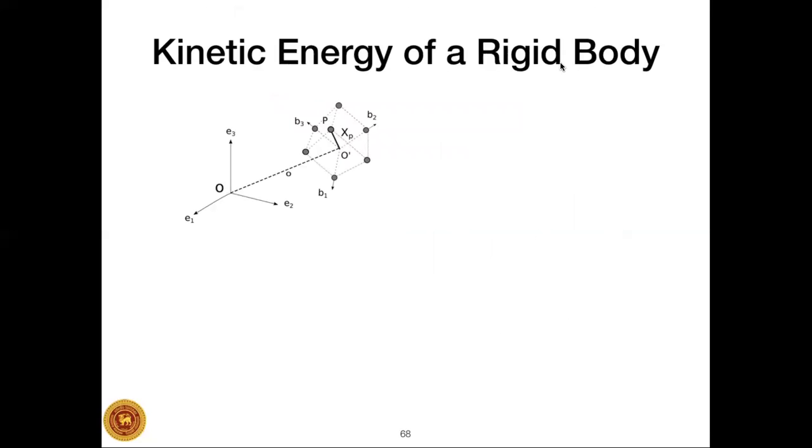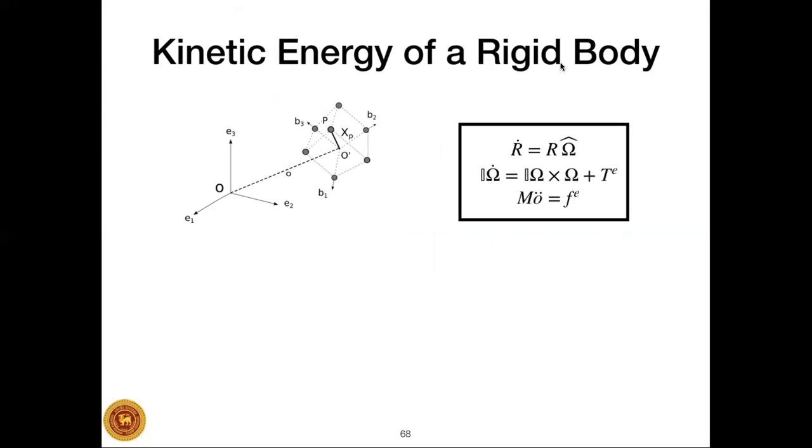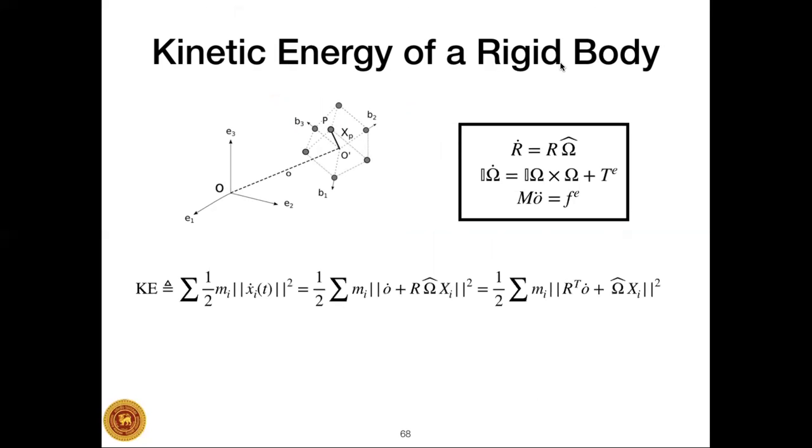So I will conclude this lecture by deriving the kinetic energy of a rigid body. Kinetic energy is nothing but the total kinetic energy of all the particles in the rigid body. Now this is expressed in terms of the inertial frame always, and in terms of the inertial frame, it is 1/2 the mass times the magnitude of the velocity squared. You add all of those together, you get the total kinetic energy.